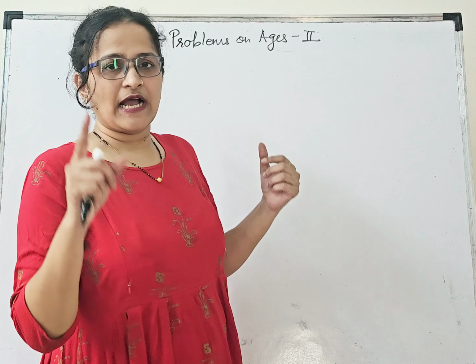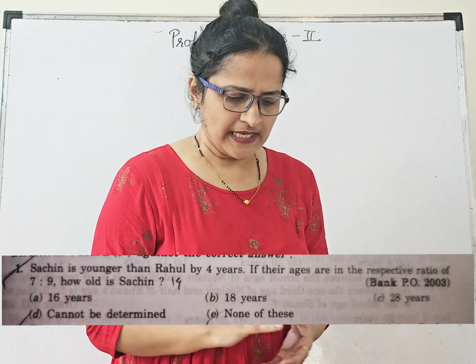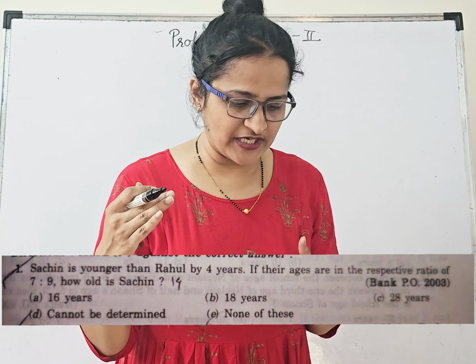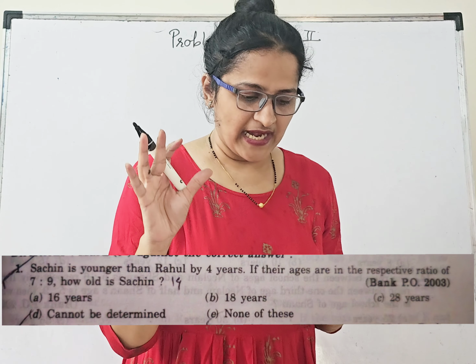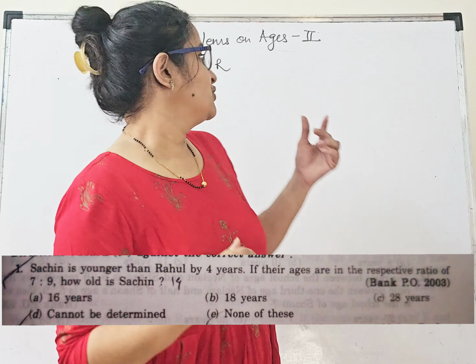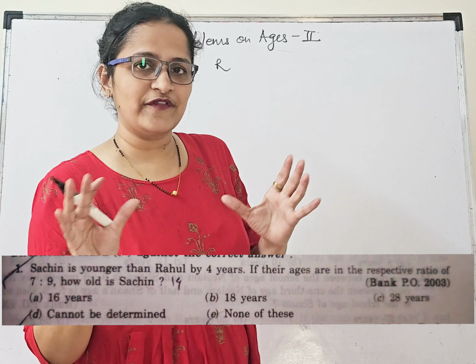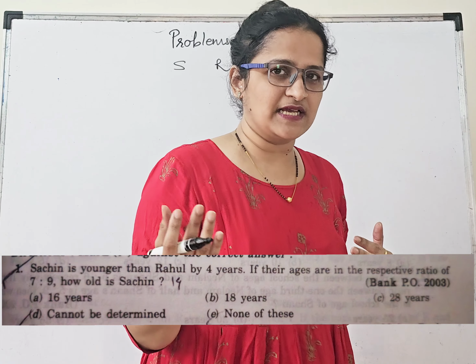So in part 2, we are going to see two examples which are of the ratio type. The first example is already flashing on your screen. Sachin is younger than Rahul by 4 years. If their ages are in the respective ratio given, you need to find the age of Sachin. So S and R, instead of X and Y, because Sachin and Rahul, I would assume those as S and R.